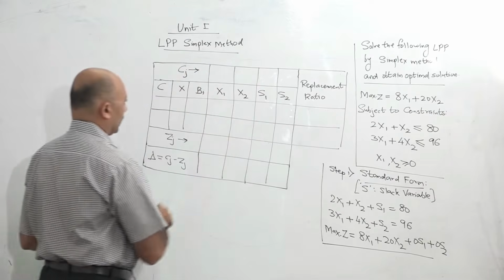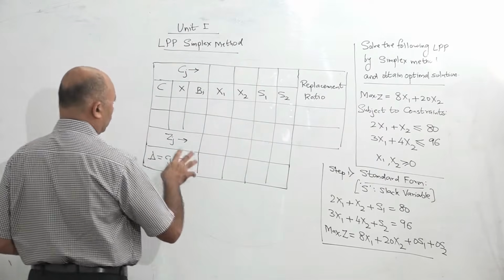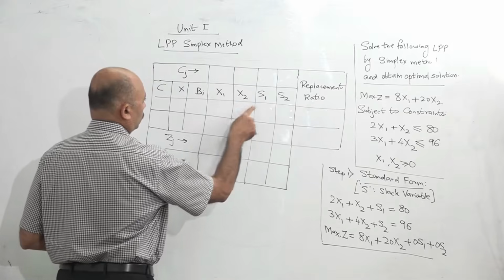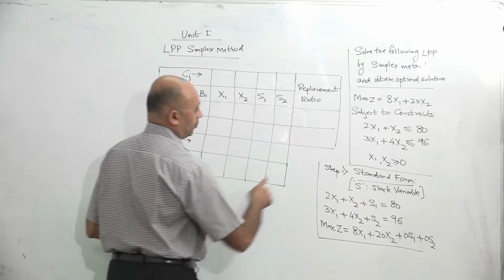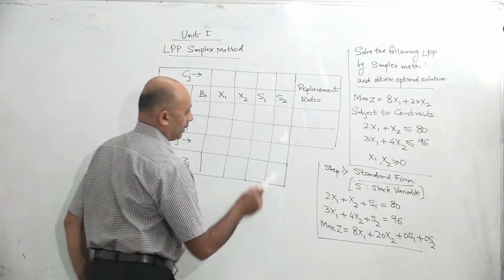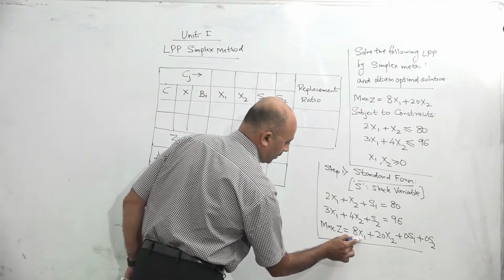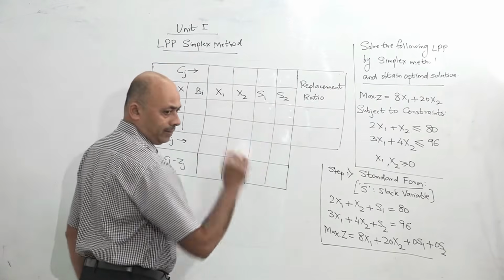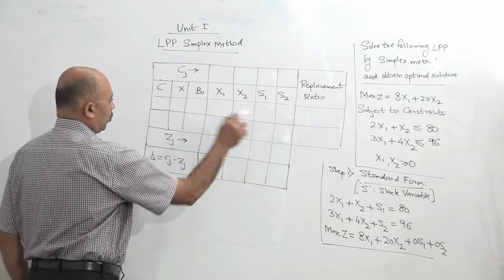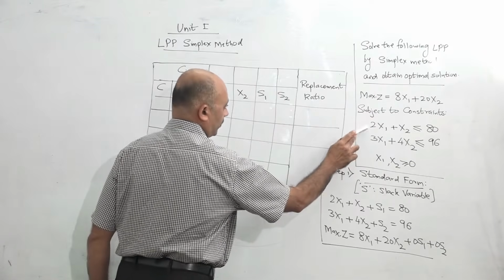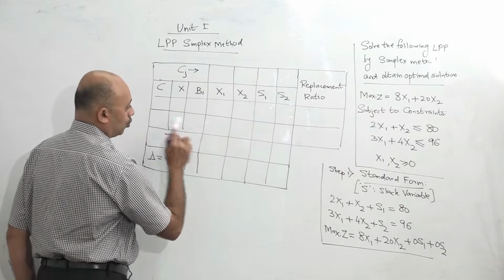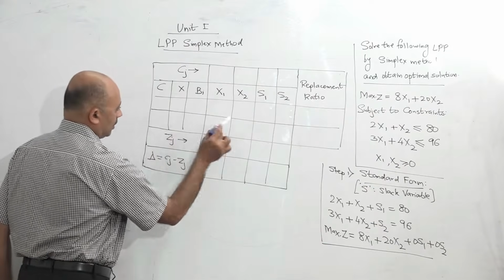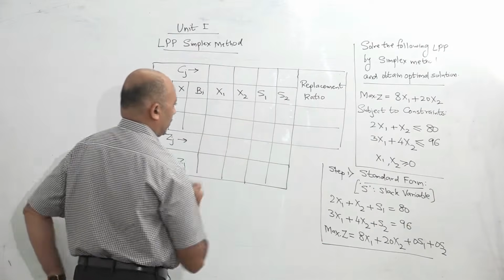Now when we draw this simplex table, first let us explain the structure of this table. See, x1, x2, s1, s2 are the variables. Originally there were only two variables, x1 and x2, but after standard form there are four variables, x1, x2, s1 and s2. So there are four columns for x1, x2, s1 and s2. These two rows represent the constraints. We have two constraints here, therefore there are two rows. So the number of columns equals the number of variables, and the number of rows equals the number of constraints.